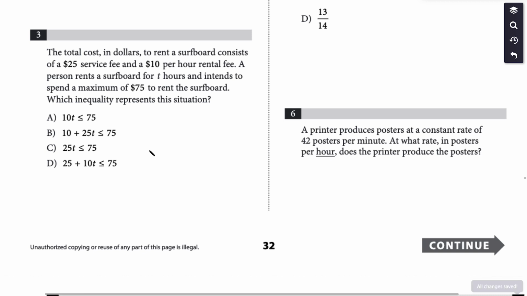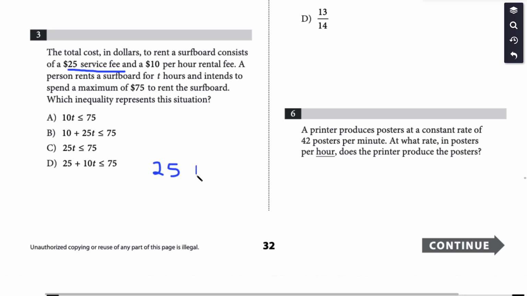Number three says the total cost in dollars to rent a surfboard consists of a $25 service fee and a $10 per hour rental fee. A person rents a surfboard for 2 hours and intends to spend a maximum of $75 to rent a surfboard. Which inequality represents this situation? So it looks like the $25 fee would be kind of like the flat fee, right? So whether you rent a surfboard for 5 hours, for 1 hour, for however many hours, that's just going to be the flat rate. So we can put that down as 25.